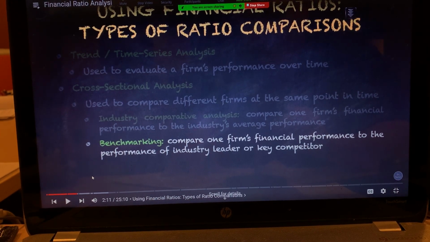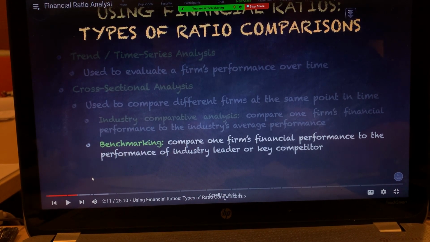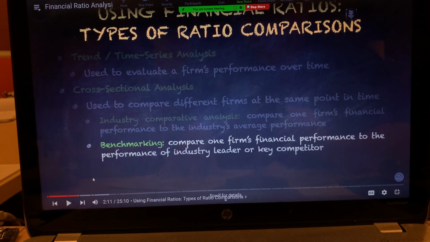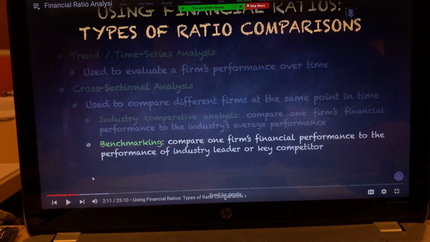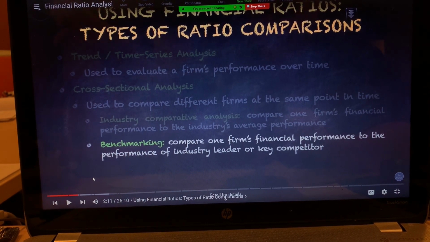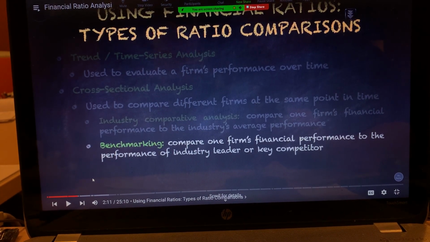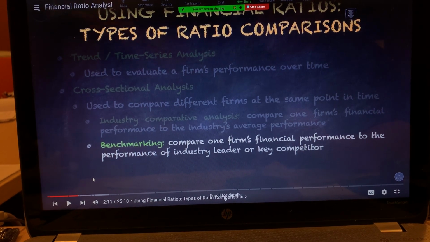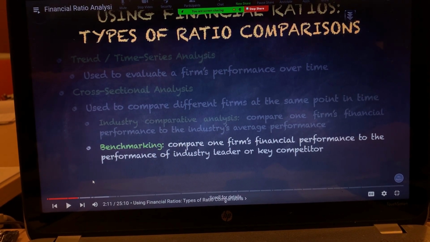So first of all, trend analysis and cross-sectional analysis: one is an internal look and the other is an external look. But very importantly, these terms tell you essentially what we are doing with the data that you've collected. How are we comparing it to either oneself over time or oneself compared to other similar companies in the industry?